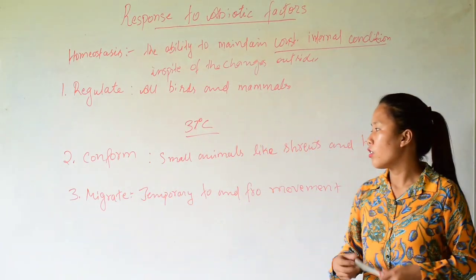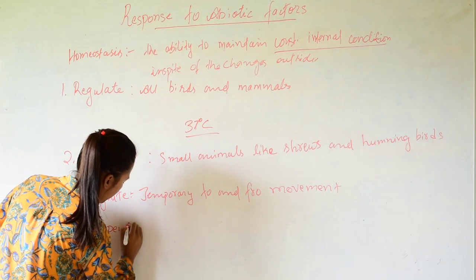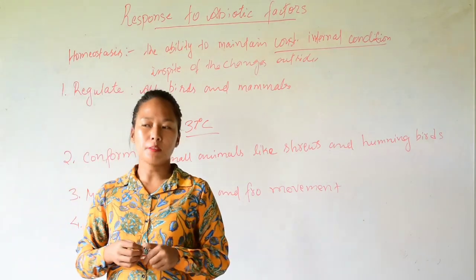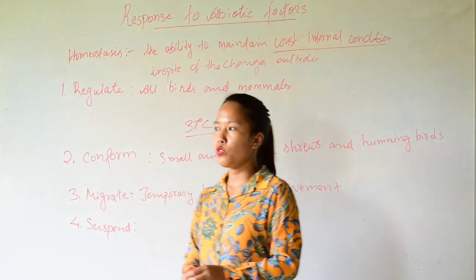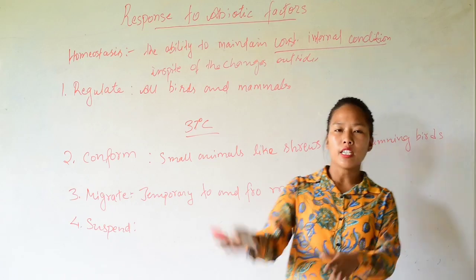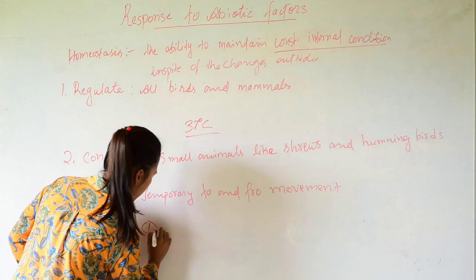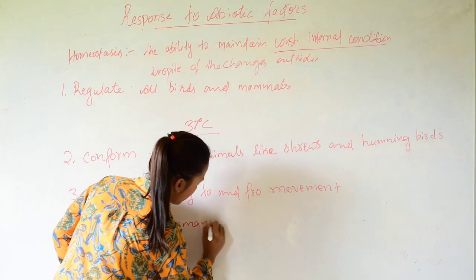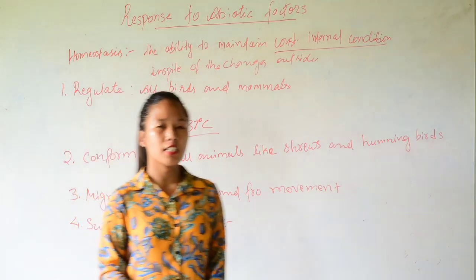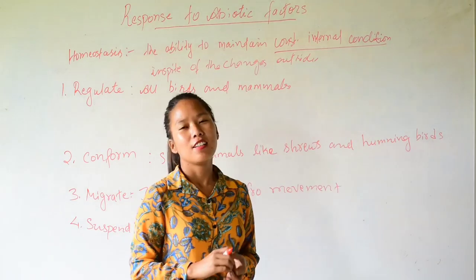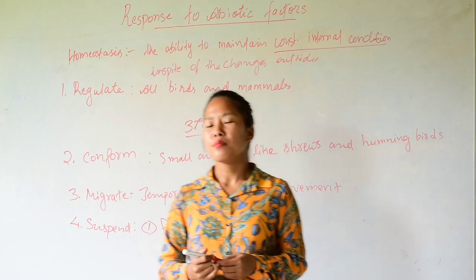Now the next one is suspend. As the name signifies, suspend means to stop all activities, to inactivate all activities during the unfavorable conditions. The first one under suspend is dormancy. Dormancy is simply an inactive state, often seen in bacteria, fungi, and lower plants. They develop thick-walled spores in order to escape from the harsh conditions.